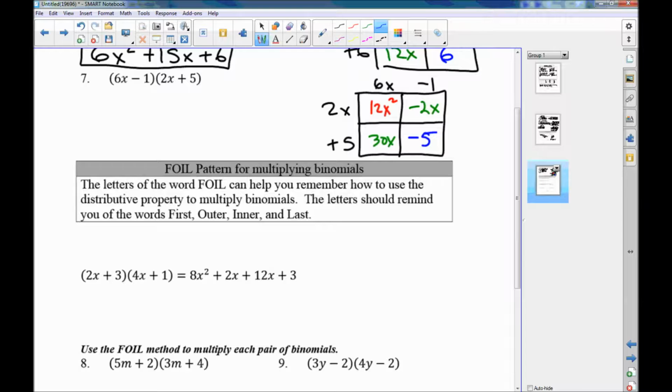Okay. So when I combine all this together, just like before, the two green ones in the corners are the same here. So we get 12x squared, add up our like terms, will make 28x, and then minus 5.